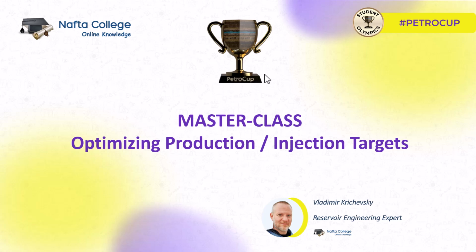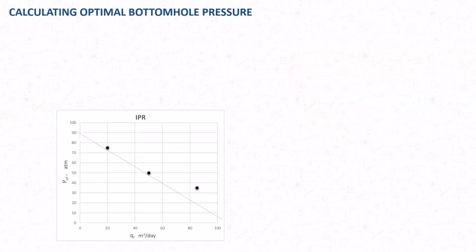In this very short video, I'm gonna show you how to optimize production and injection targets. So one might wonder, okay, what is optimizing the target? If I have a producing well, I just need to set the bottom hole pressure as low as possible. This way I will have the most liquid production. And in an injector, I need to set the bottom hole pressure as high as possible, and this way I will inject as much as possible.